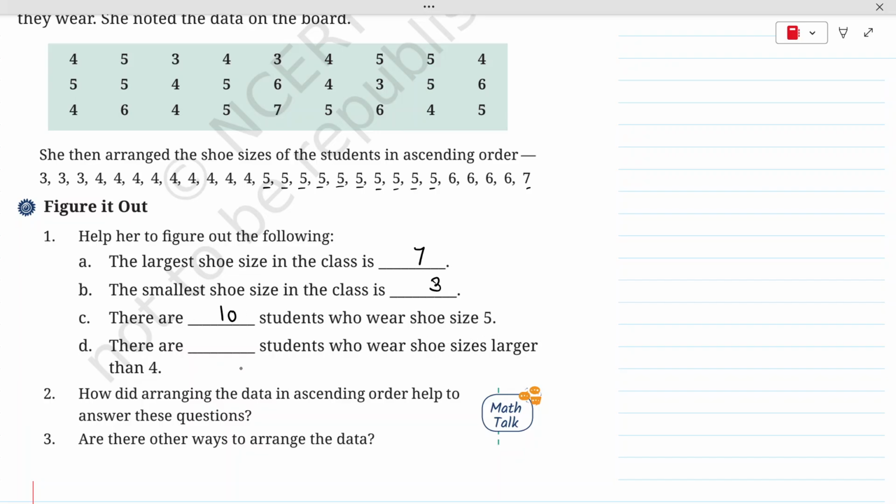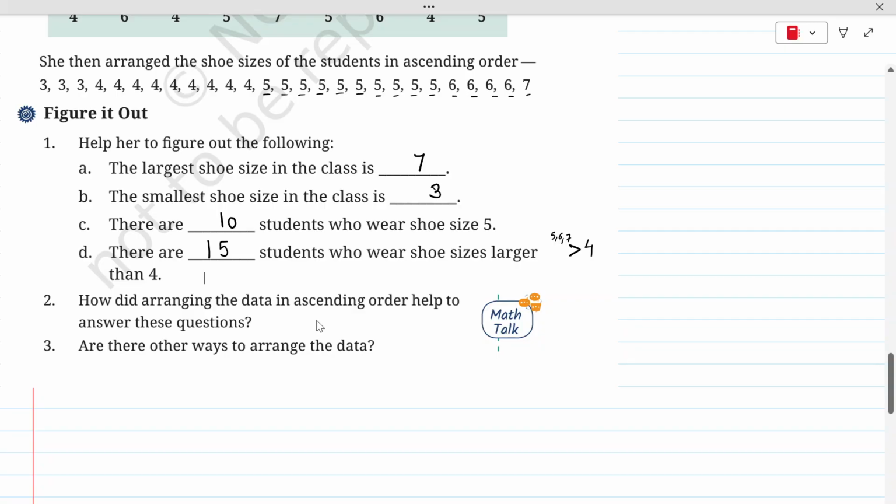Now, there are dash students who wear the shoe size larger than 4. So we need the information greater than 4. So, kids, what is greater than 4? 5, 6 and 7. Okay. So what we have to do? We have to count the number of students who have the shoe size 5 plus shoe size 6 plus shoe size 7. Let's do it. So this is 10. Already we have done from here. Then for 6 we have 1, 2, 3, 4 and 7 is 5. So 10 plus 5 is 15 students who wear the shoe size larger than 4. Done? Okay. Next we have: how did arranging the data in ascending order help to answer these questions?